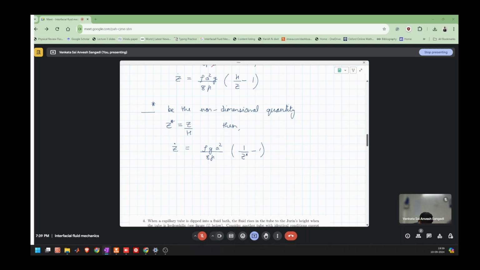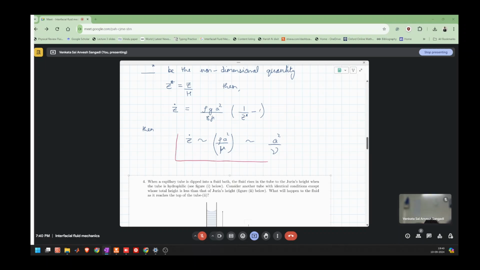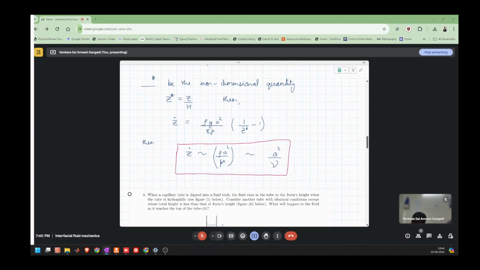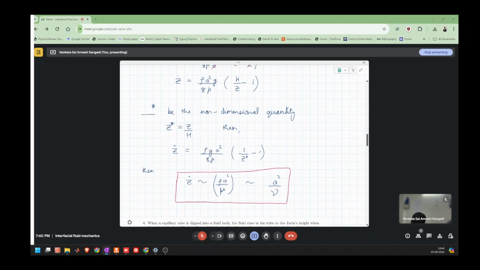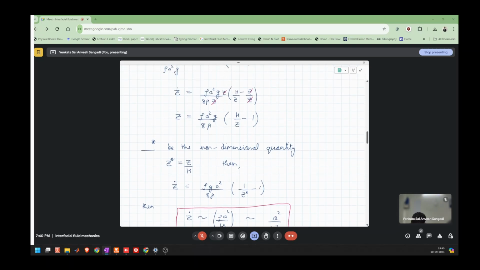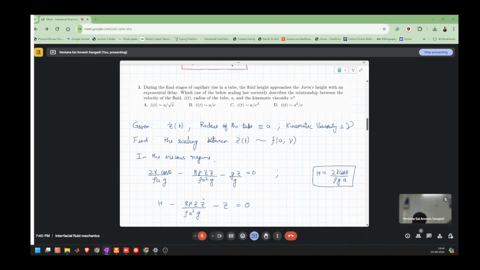So then we see the scaling of Z dot as rho A square by mu, which is indeed A square by mu. So the correct option is D.